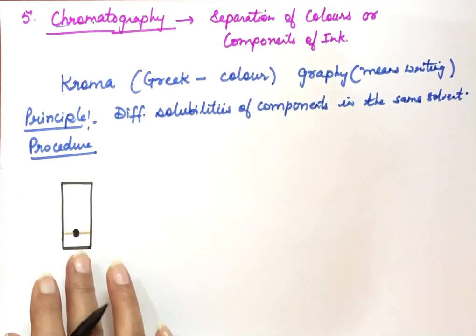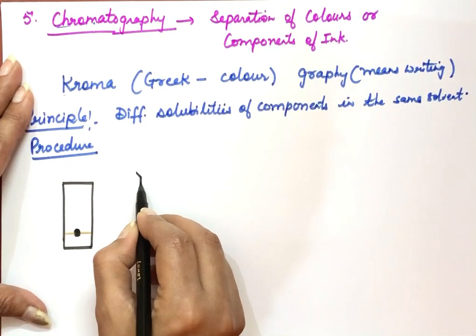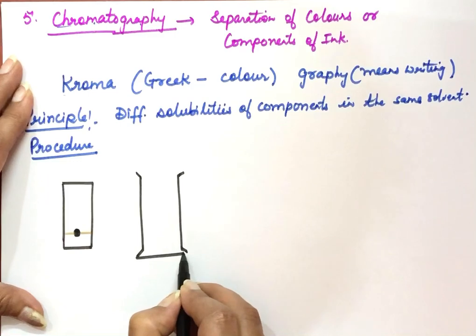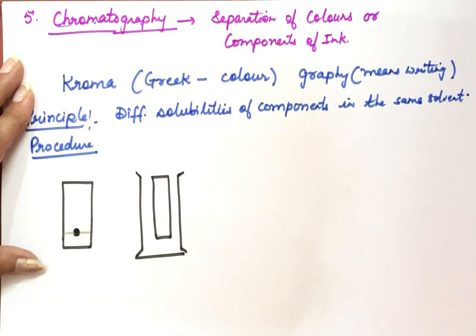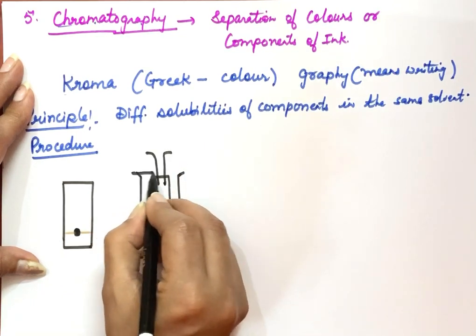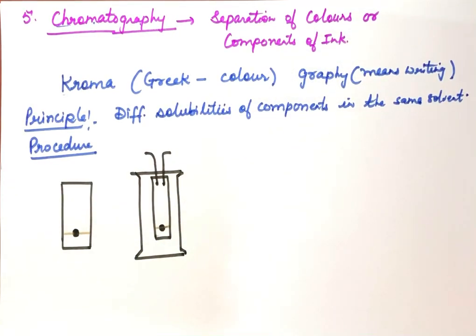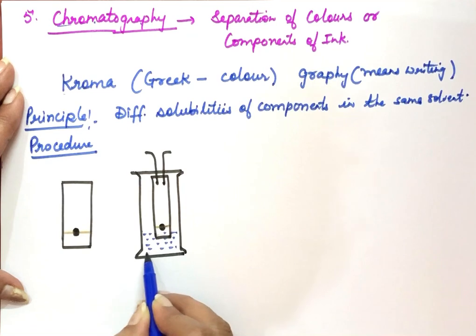After this, we'll take this chromatographic paper and suspend it in a glass jar with the help of thread. And before closing it, we have to take water in the jar. That liquid we have to take in which the components of this ink are soluble.